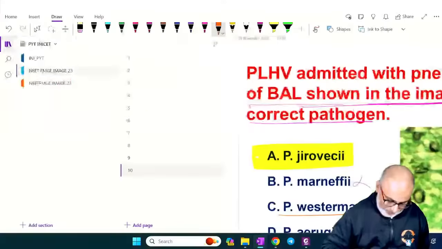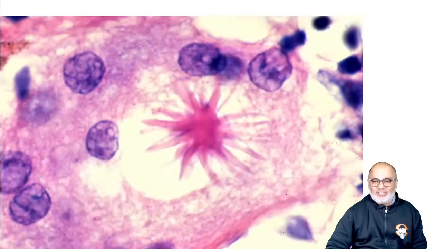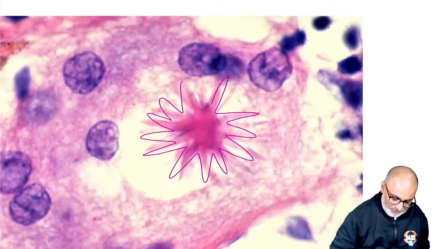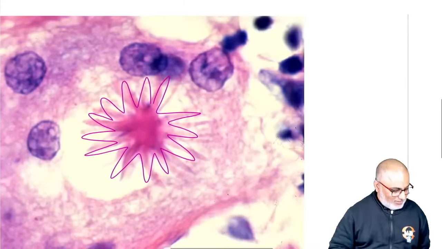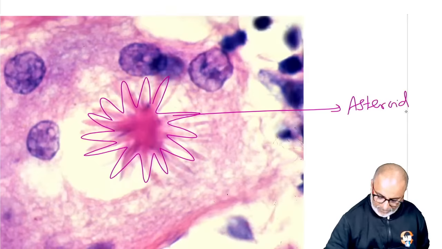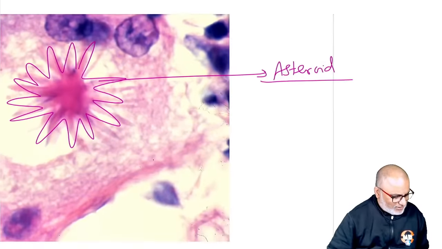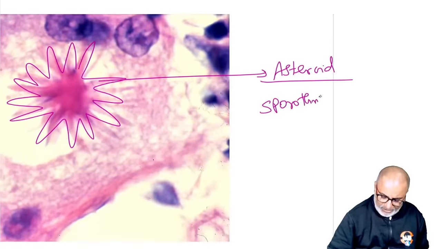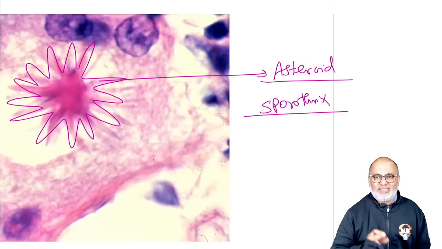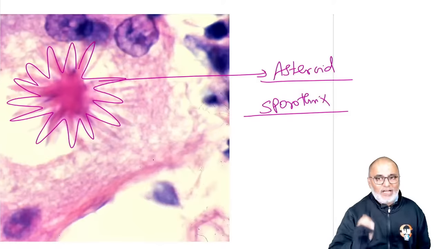Next is, see the picture, what comes to your mind? That's all. Easily you can shoot. What appearance? Beautiful. This is called what body? Asteroid bodies. Very good, Anushka. Asteroid bodies are diagnostic, in mycology, of Sporothrix. Immediately you should learn 5 to 6 points. It is Sporothrix, a dimorphic fungus, and it causes rose gardener's disease, ulcers along lymphatic drainage, treatment itraconazole. So these 5 points you need to remember after seeing asteroid bodies.